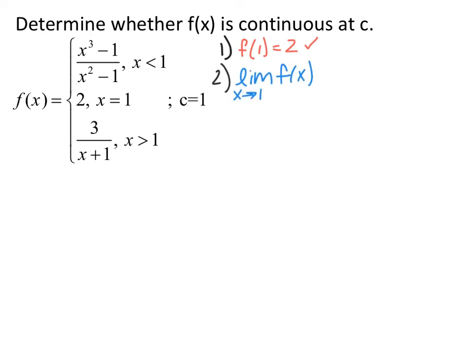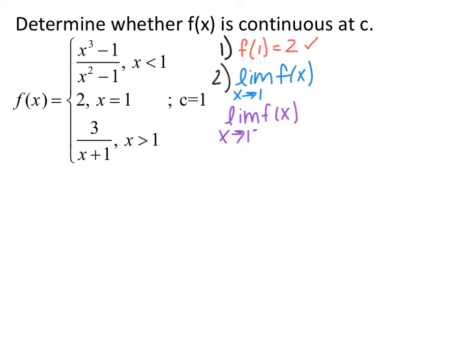For this function, because we have a piecewise function and the function is acting differently on either side of x equals 1, for x less than 1, it's behaving like this function, x cubed minus 1 over x squared minus 1. And for x greater than 1, it's acting like this function, 3 over x plus 1. This is the situation where we need to use right and left hand limits. In order to find the actual limit as x approaches 1 of the function, we have to do the limit as x approaches 1 from the left and the limit as x approaches 1 from the right.